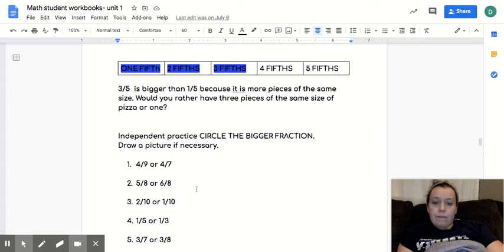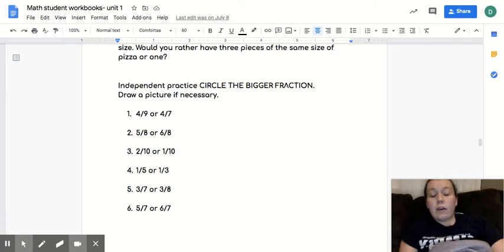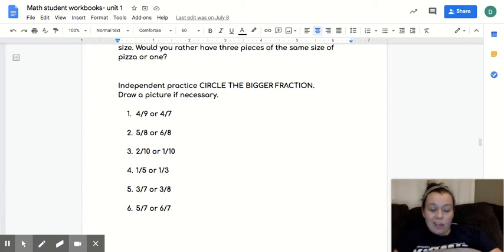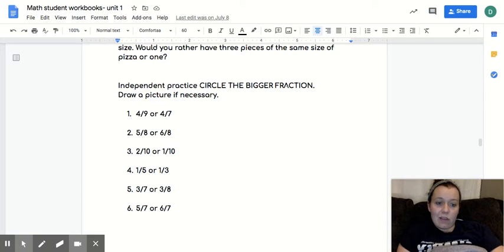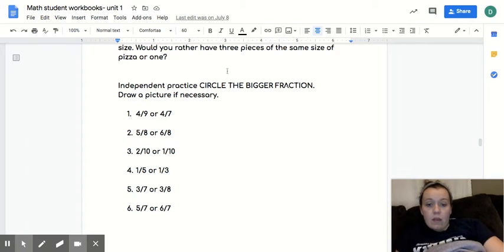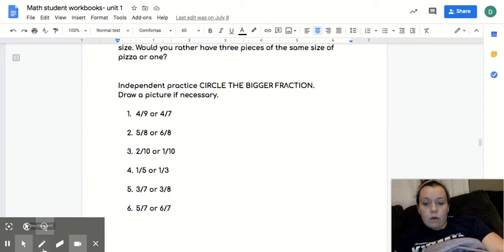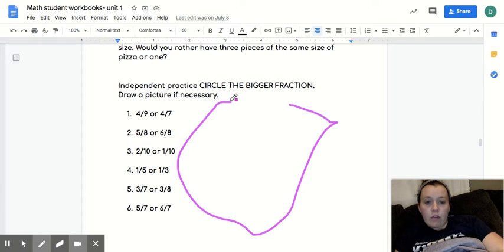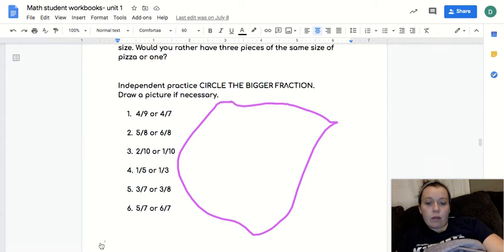Scrolling down here. All right, so this is what you're going to do. This is your assignment. It's to find out which one of these fractions is bigger. And the way you're going to do that is by drawing a picture. So in this space right here in your workbook, I want you to draw a picture. And I will be taking this for a grade, so please do take it seriously.